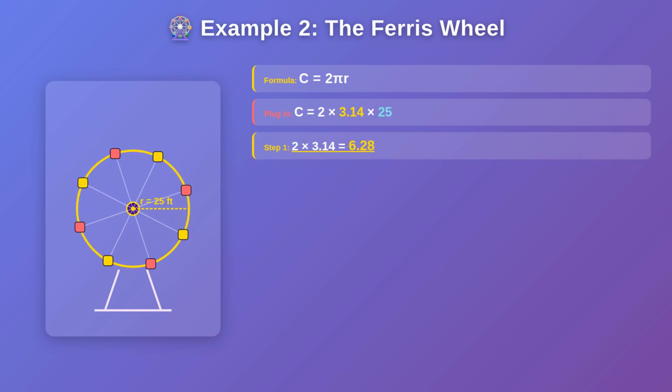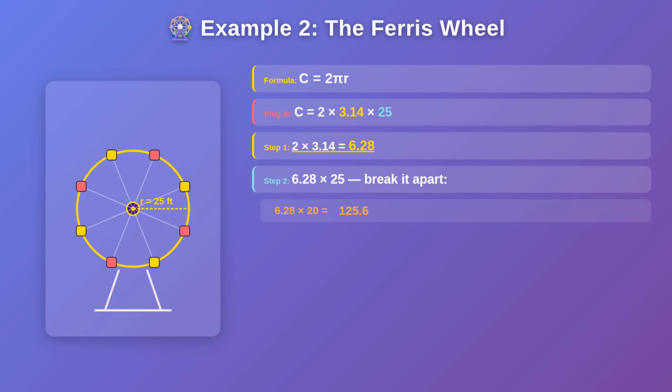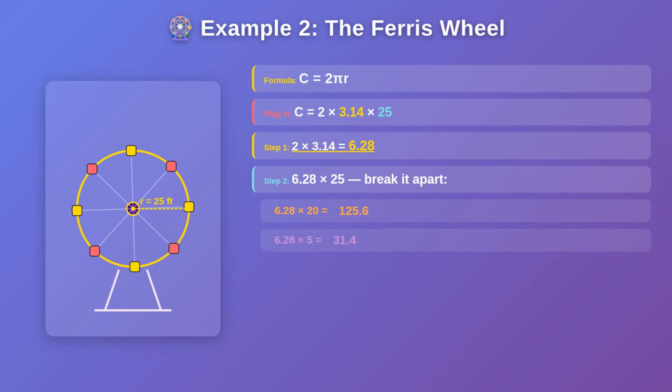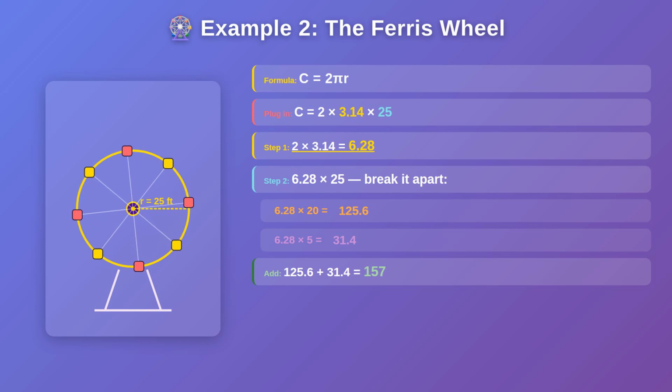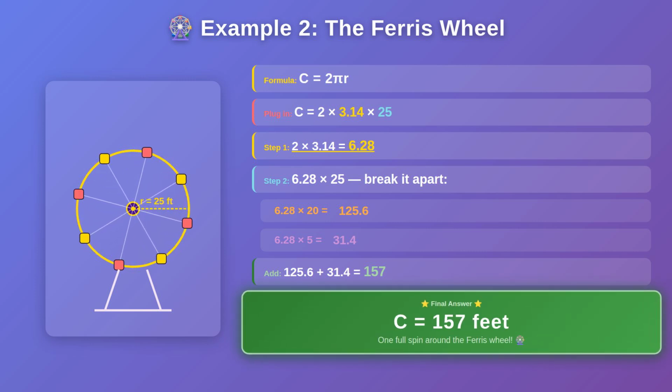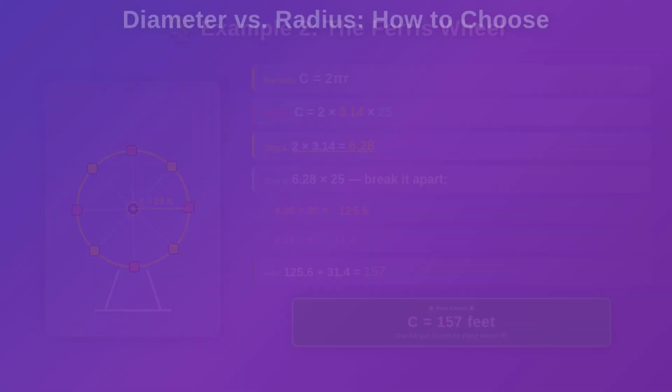Now Maya is at the state fair, and she's riding a Ferris wheel with a radius of 25 feet. This time we know the radius, so we use c equals 2 times pi times r. Plug it in. c equals 2 times 3.14 times 25. First, multiply 2 times 3.14 to get 6.28. Then multiply 6.28 times 25. Break it apart. 6.28 times 20 is 125.6, and 6.28 times 5 is 31.4. Add them. 125.6 plus 31.4 equals 157. So the Ferris wheel travels 157 feet in one full spin.